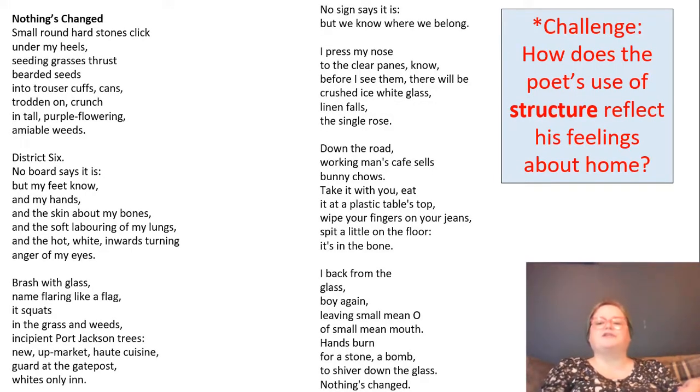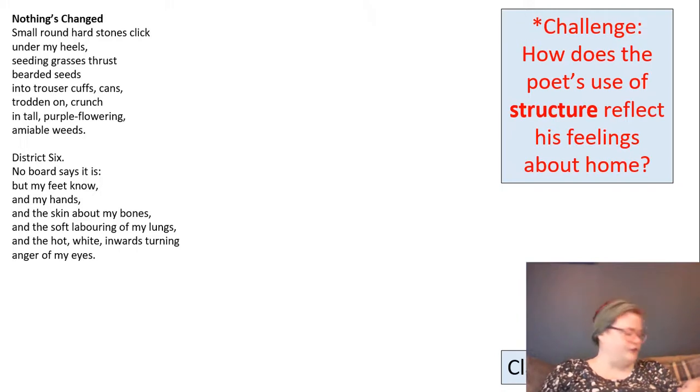So we're going to work through then, first of all, the first two stanzas. So, nothing's changed. Small, round, hard stones click under my heels. Seeding grasses thrust bearded seeds into trouser cuffs. Cans trodden on crunch in tall, purple, flowering, amiable weeds. So let's take that one first of all. I think there's a lot of discussion there.